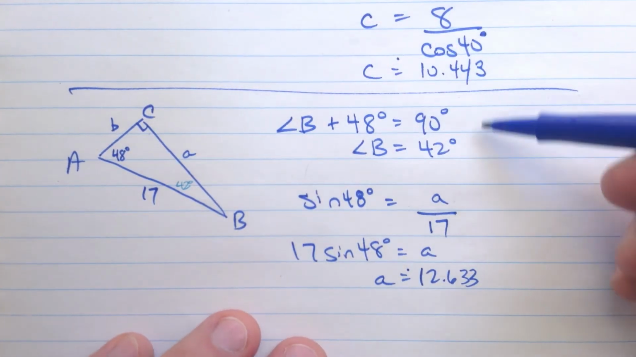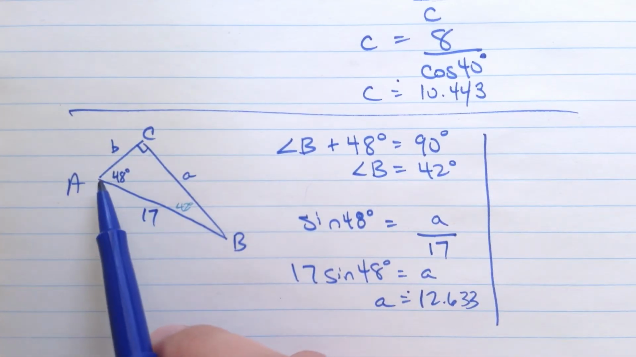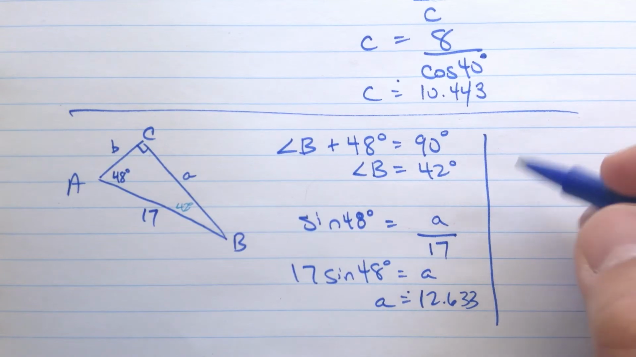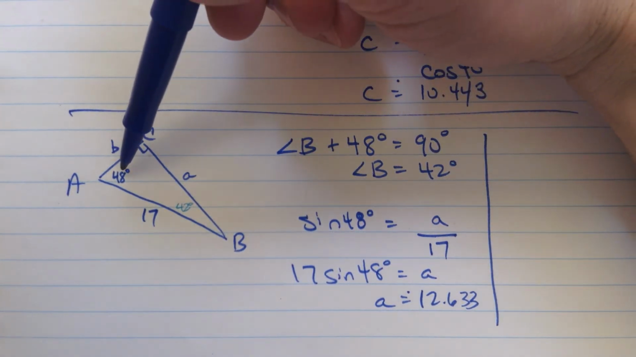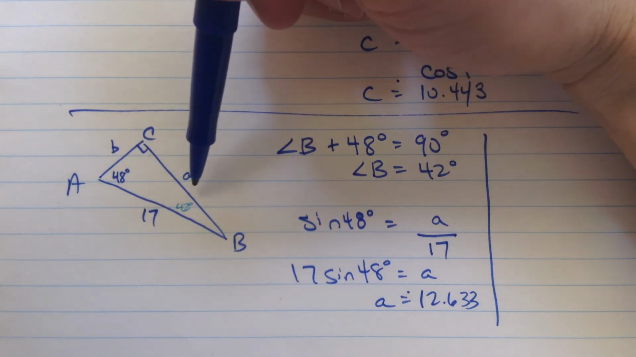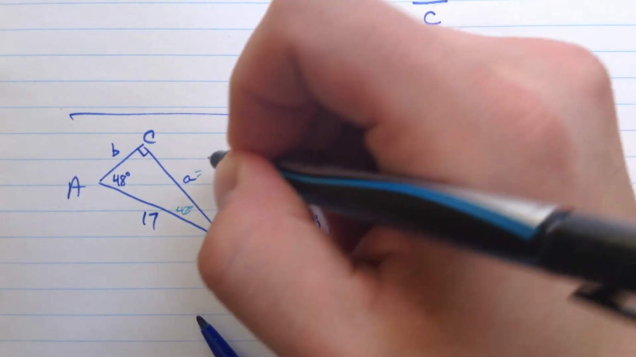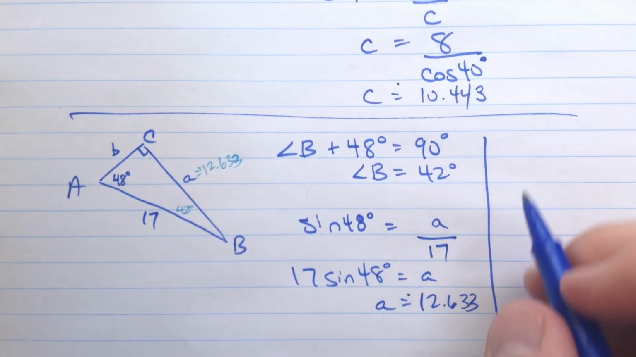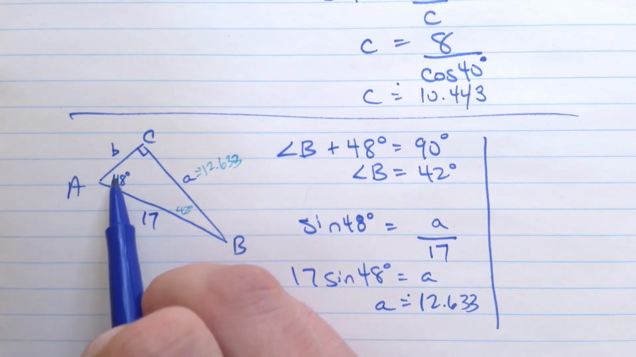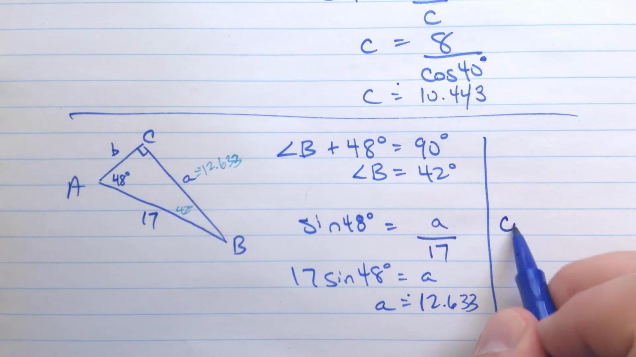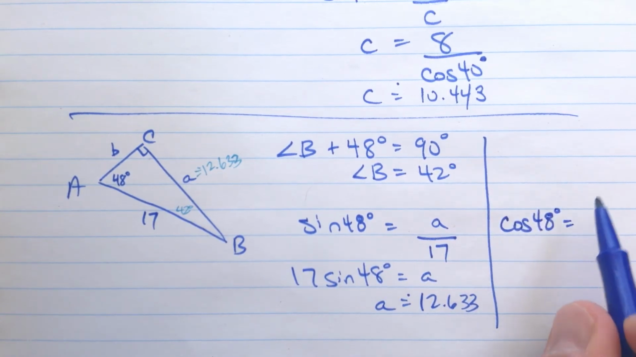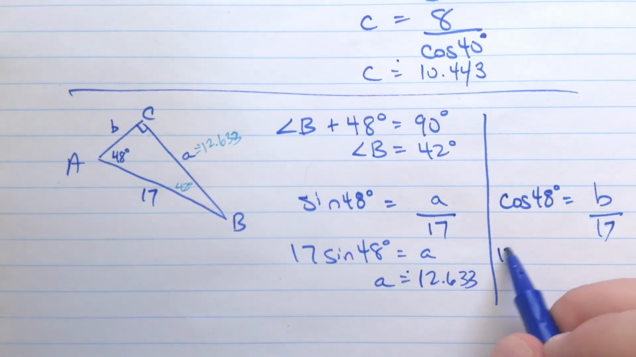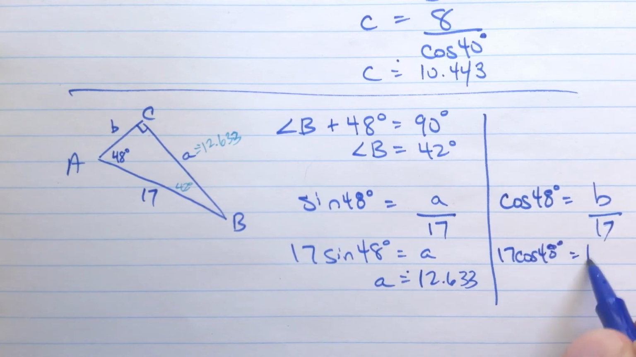That gave me a. I'm not quite finished yet. I've got to do b, right? Well, let's see. I can use 42. I can use 48. We'll use the 48 this time. So again, I want to use the adjacent side to A with the hypotenuse, not with my not so accurate value of a here. So once again, I'm using this angle. I want to use the adjacent side and the hypotenuse. Sounds like cosine to me. Cos 48 is the adjacent side, b, divided by the hypotenuse, c, which is 17, or that's 17 cos 48 equals b.